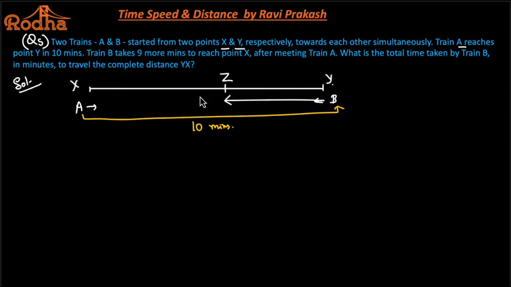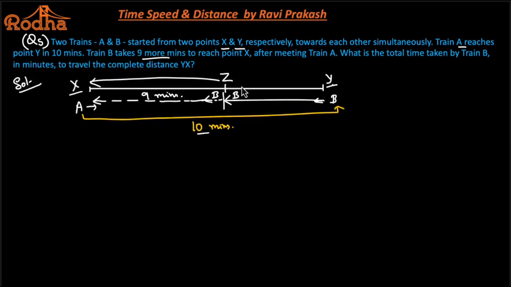So after that train B takes 9 more minutes to reach point X. So after meeting here, no, then train B continued. So after reaching here, train B took 9 minutes, okay, to reach from this point, that is Z to X. So what is this 9 minutes? This 9 minutes is from Z to X. Okay, and what is this 10 minutes? This 10 minutes is from X to Y completely. Okay, so what is the total time taken by train B to complete distance YX?